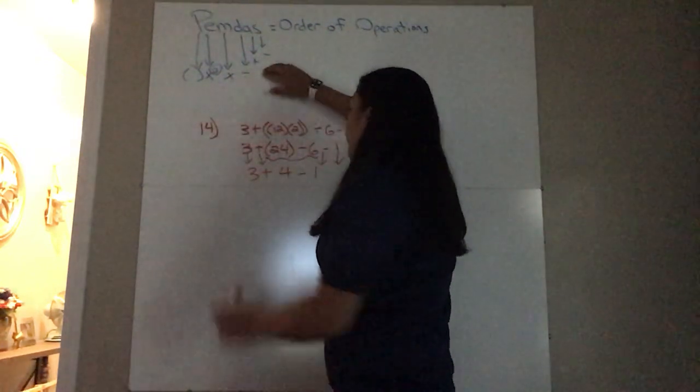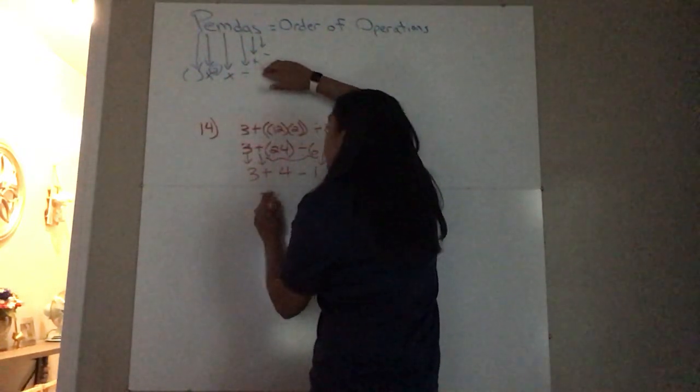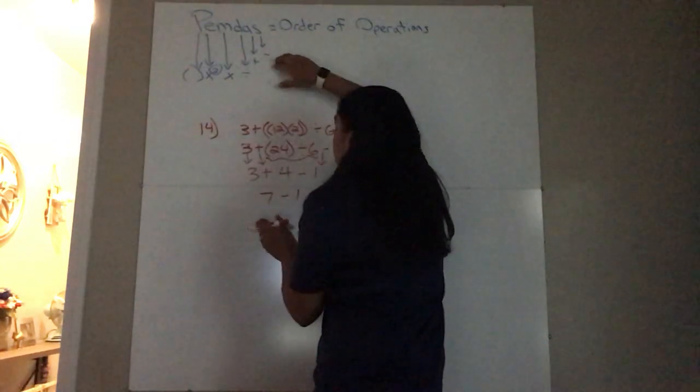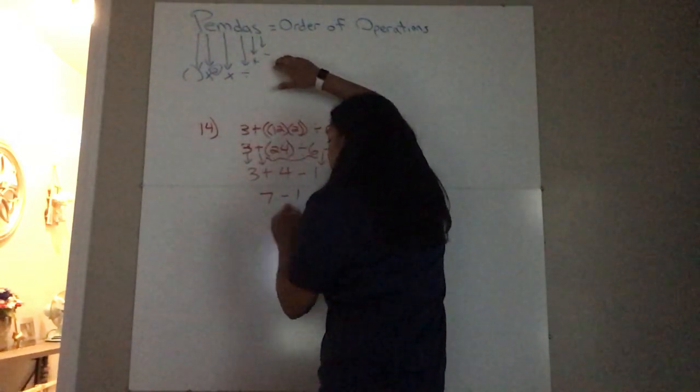No. Now we can add. So 3 plus 4 is going to give me 7. And now we can subtract. 7 minus 1 is 6.